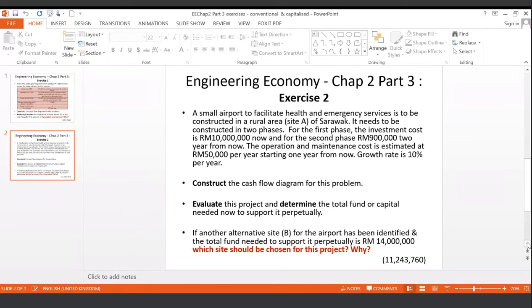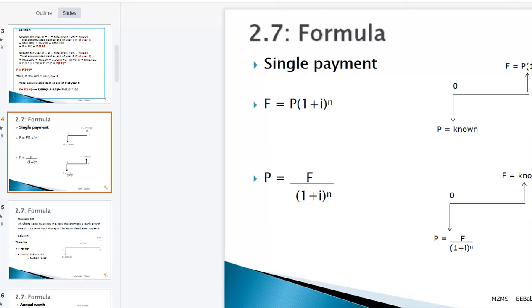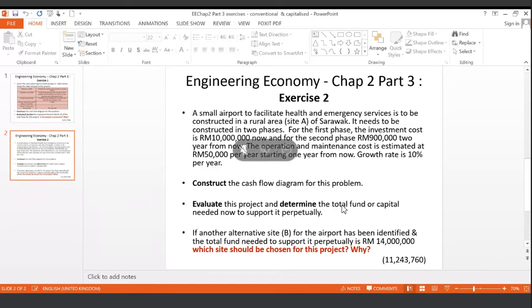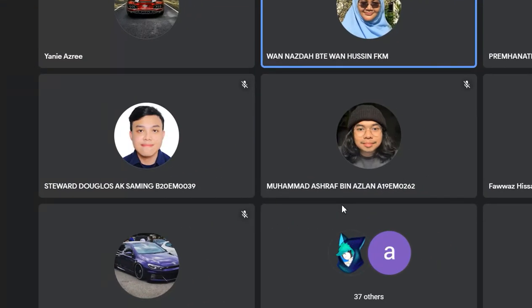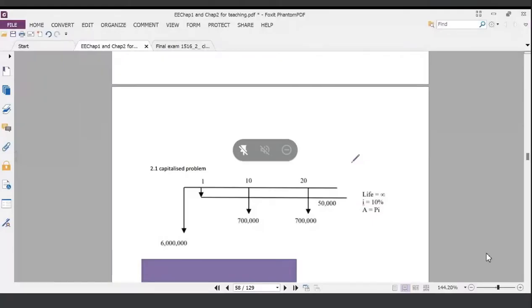Alright. If you want to understand more about the capitalized cost, I will come back to the exercise that I have discussed just now. I will come back to this question next week, but in the meantime, can you try to solve the problems for homework 3?